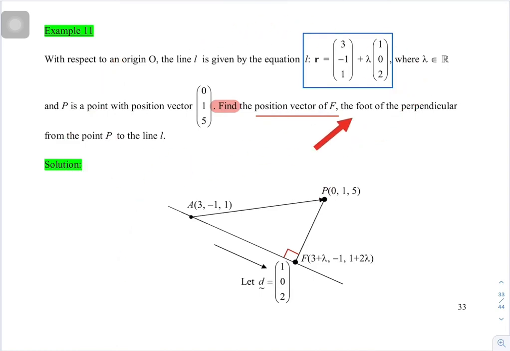So based on this paragraph, we have the line L, which passes through the point A with these coordinates. The point A is actually obtained from here, and the point P, given the position vector of 0, 1, 5, will have these coordinates. The point F, being the foot of the perpendicular, is such that the line PF will be perpendicular to the line L. So how do we find the position vector of this particular point? We shall look at the two methods that we have covered in the previous section.